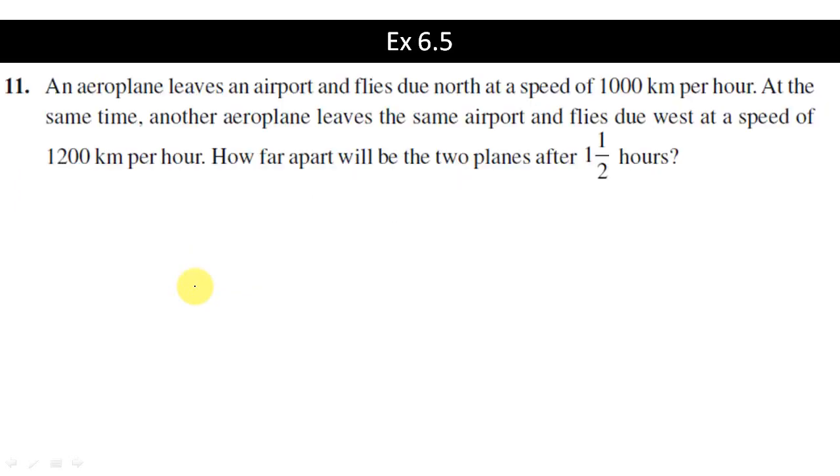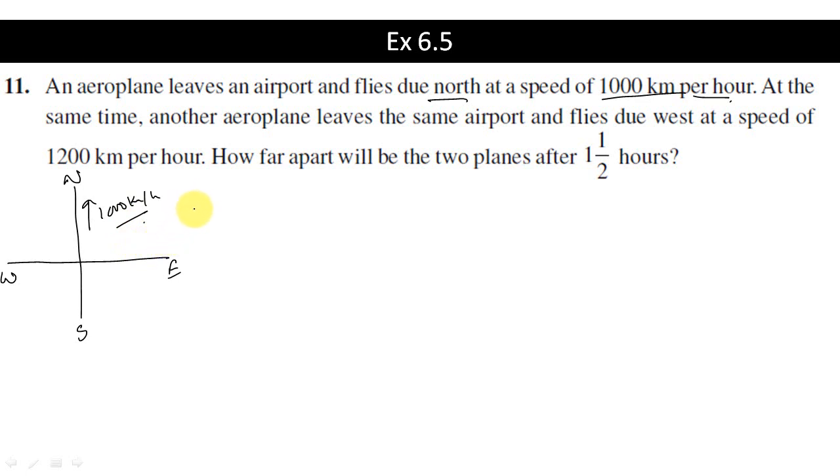Question number 11. An aeroplane leaves an airport and flies due north at a speed of 1000 km per hour. So this is the direction: north, south, west and east. So one aeroplane is moving 1000 km per hour and it is flying due north.